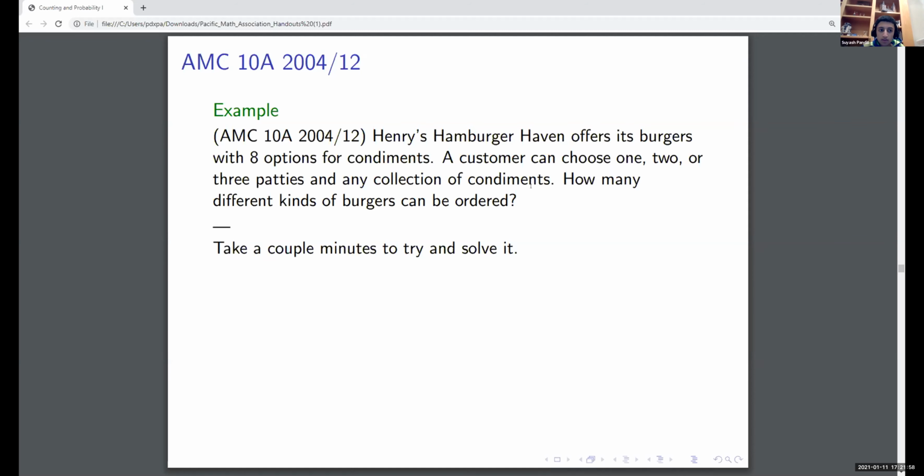Okay? So yes, you can have 0 condiments. So there are no restrictions with that. So yes, 0 condiments is definitely an option. Yeah, 2 to the 8th, that's 256. Okay? So there are 256 different ways that you can choose condiments.